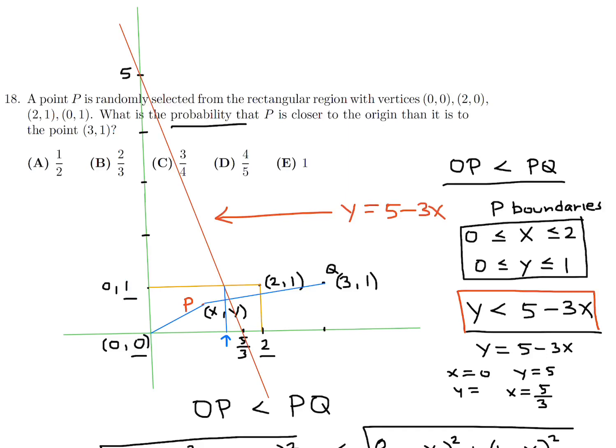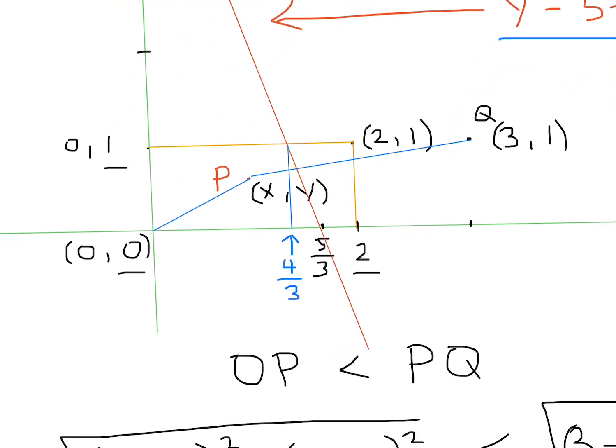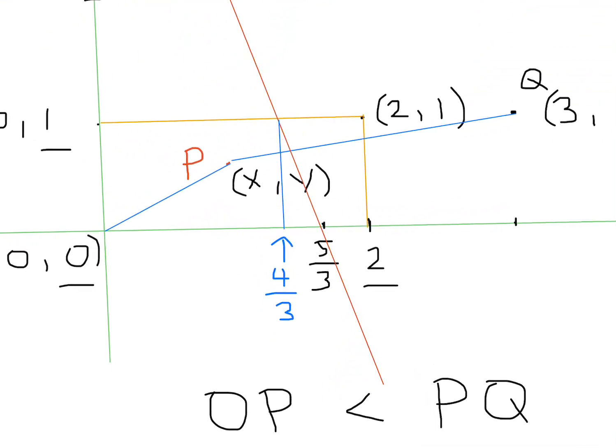When y is 1, what is x on this line? Well, when y is 1, we have 1 is equal to 5 minus 3x. And therefore 3x is equal to 5 minus 1, which is 4, and therefore x is equal to 4 over 3. So that is 4 over 3. And if I can now split this up, I will be able to figure out the area.